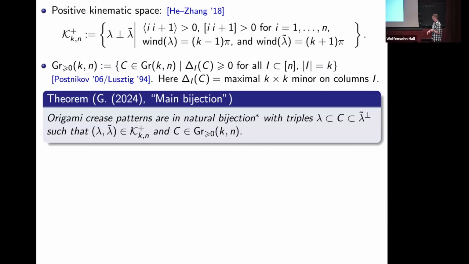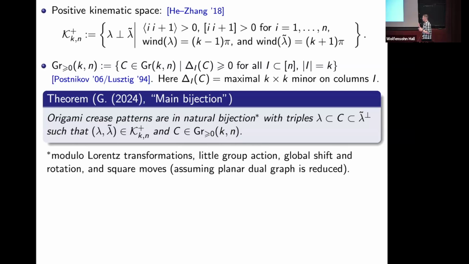And the little asterisk here means that it's not quite a bijection. There is some natural group action on the two sides. And so if you mod out by that group, by those actions, then you get an honest bijection. So for example, as I mentioned, if you act by row operations in lambda, lambda tilde, that corresponds to kind of Lorentz transformations. And I also mentioned the little group action, which scales the columns of lambda and lambda tilde simultaneously. And then you can shift and rotate the origami crease pattern.